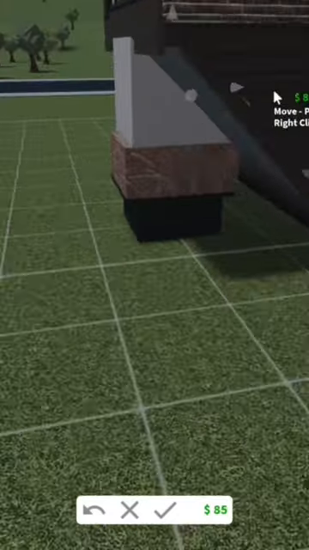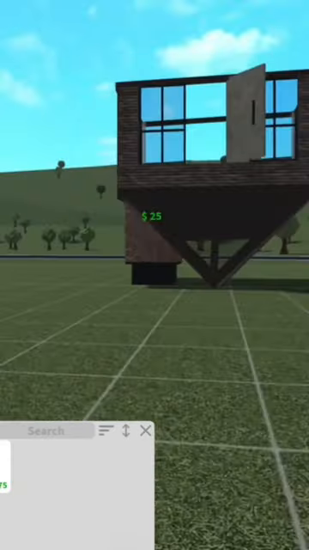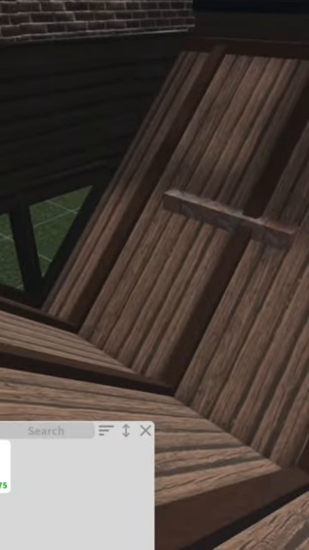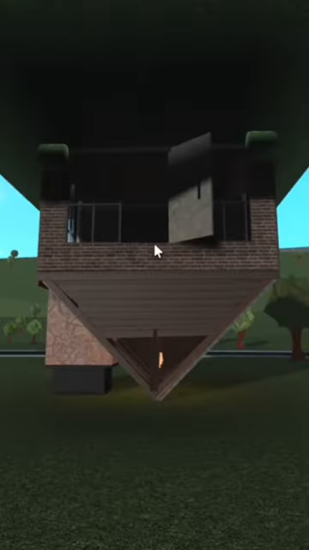I then realized the house was kind of ugly, so I added a chimney, but then we came across a problem. The chimney was literally coming through the roof, so I just ignored that and moved on to the back of the house. And this is what the final result looks like.